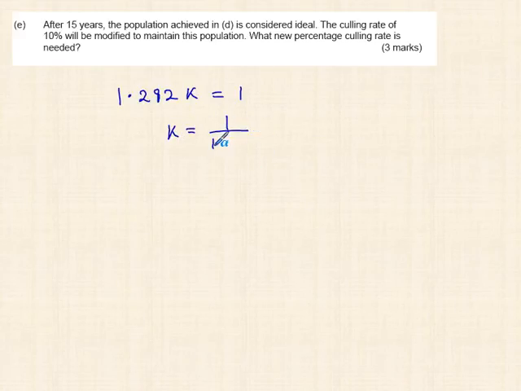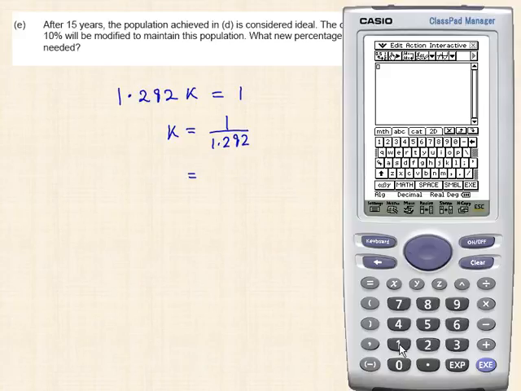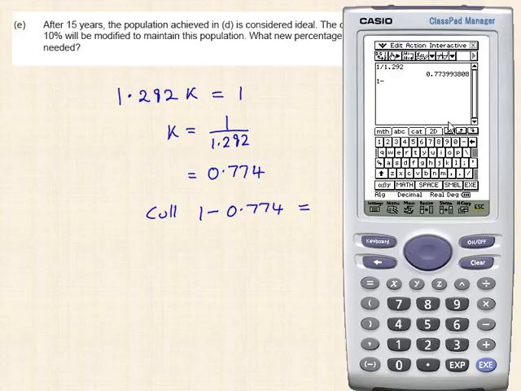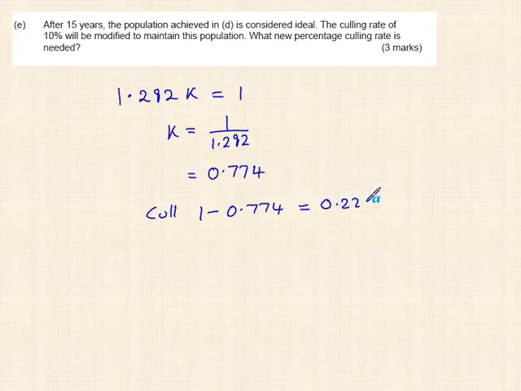Then K is 1 over 1.292. So 1 divided by 1.292 gives us 0.774. This is the amount we want to survive, so therefore we're going to cull 1 take away 0.774. So we'll just do 1 take away this last answer, and that's 0.226. So it's going to be 22.6%.